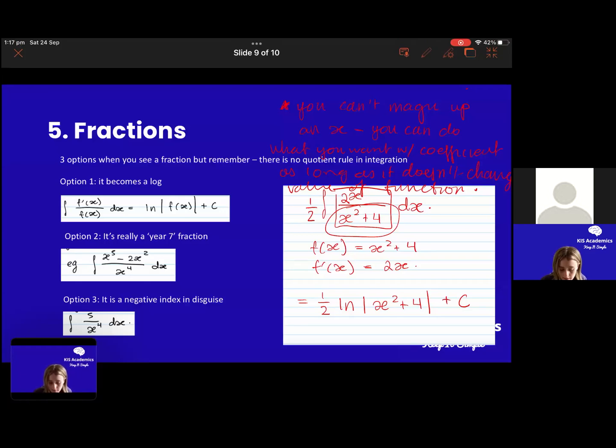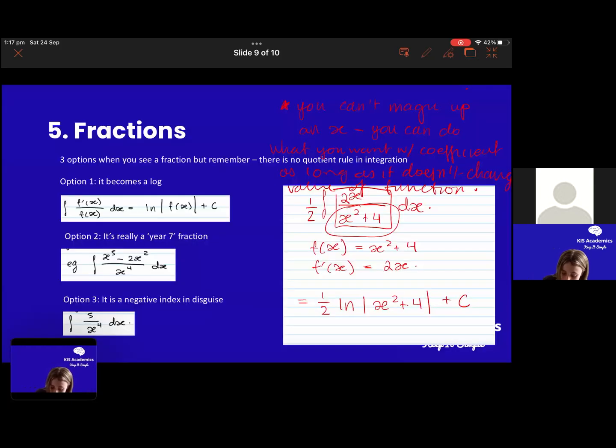So the example here is x to the power of 5 minus 2x squared, all over x to the 4. Now, the reason I've called this simplifying fractions is because you can see here, we can actually just simplify it. We don't need to use any fancy rules. So for the simplification of this, we're going to split it up: x to the 5 on x to the 4, minus 2x squared on x to the 4, which is going to give us just, oh, sorry.